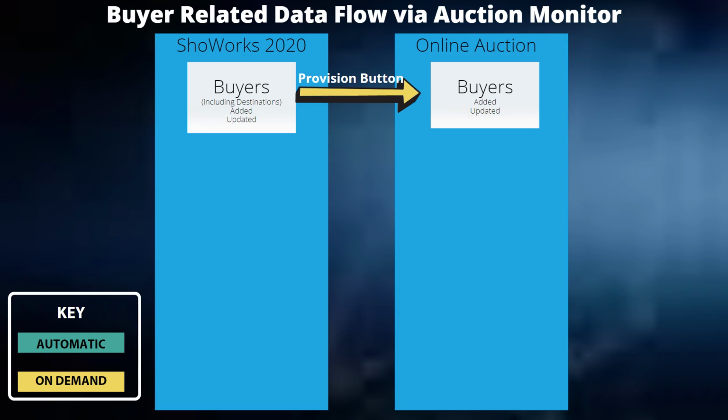Destinations will also move over with the provision button. Anything that's updated regarding your destinations or an updated buyer or a newly added buyer in your ShoWorks 2020, those will come over with your provision button. It's important that you understand, though, that any information that you change in your ShoWorks 2020 fair file will not automatically update in the online site. You do need to provision. There is no automatic move over. You will need to click that button.